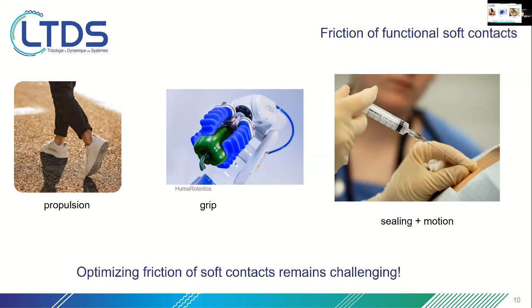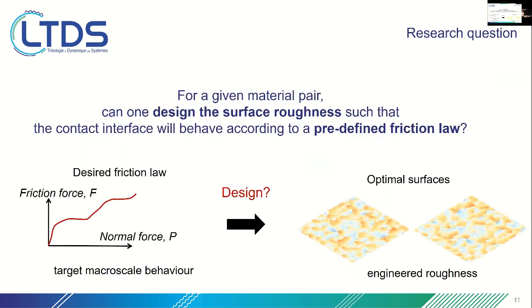So optimizing the friction of soft contacts remains challenging, and this is what we address in our work in our team. Let me raise the research questions that we had in this work. For a given material pair, can one design a surface roughness so that the contact interface will behave according to a predefined friction law?